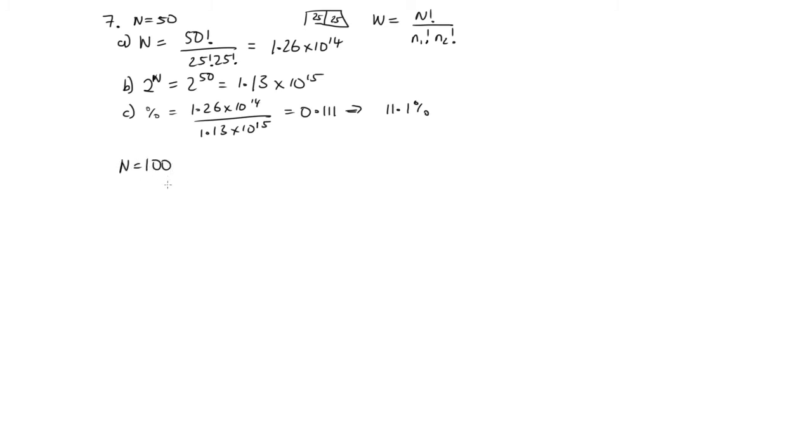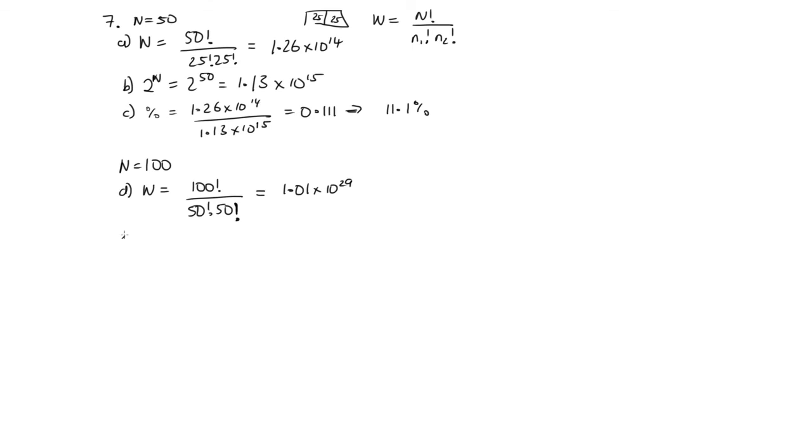Okay, we now have a few more particles. We've got 100 particles, and we're asked to calculate the same things. So in part D, we need to calculate the multiplicity of the central configuration. So in this case, we've got 100 particles in total, and we've got 50 in each state. Okay, so working out this one, we end up with 1.01 times 10 to the 29. If your calculator can't cope with these numbers, you may have to resort to using Excel or use Stirling's equation to try and simplify it a bit initially.